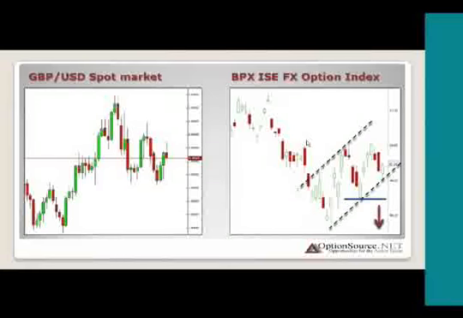And on your ISE FX options pair value BPX, we're looking at a bear flag. We're really saying the same thing. It's just we're looking at taking the opportunity in the opposite direction. So in this case, because it's U.S. dollar based, we'd be looking at buying put options to take advantage of a U.S. dollar weakening against the pound.